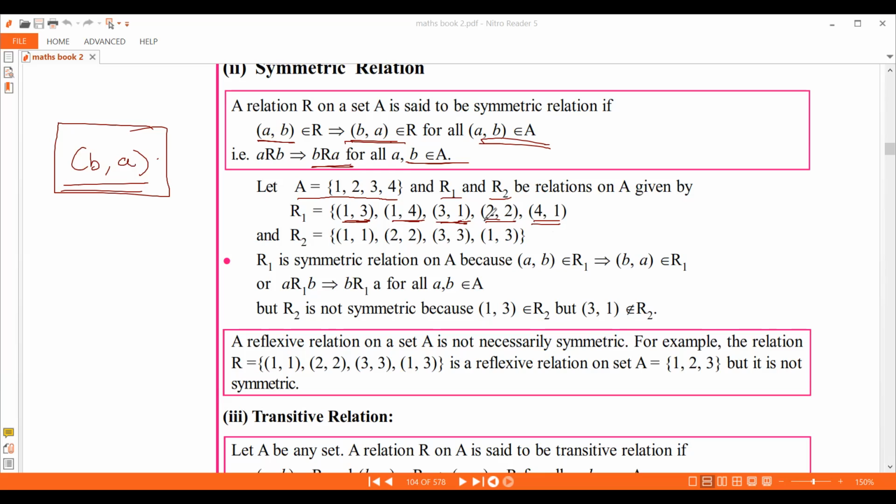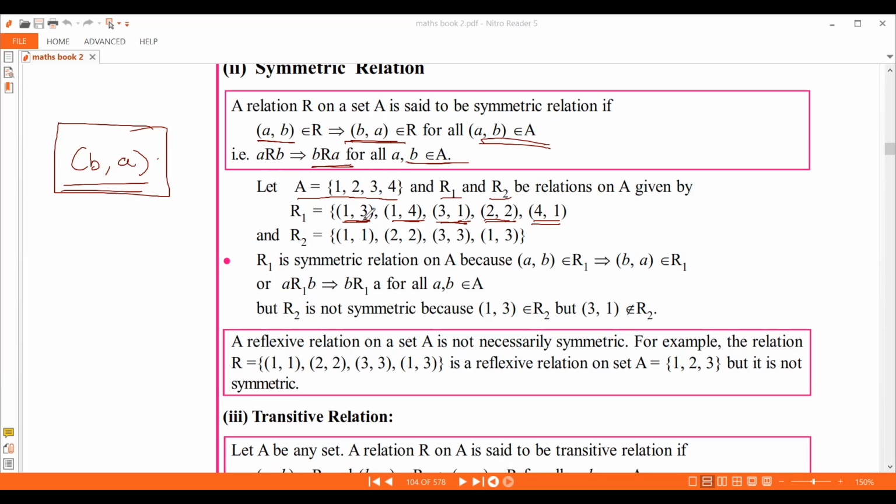2 comma 2 is there. What about 2 comma 2? If you swap 2 and 2, you are getting the same element. Doesn't matter. In a set, even if you repeat the element, it doesn't make any sense. So 2 comma 2 is there. Even if you swap 2 comma 2, it doesn't matter. It's symmetric. Are you clear? This logic is very important. Are you clear with this logic, Aditi? Yeah.